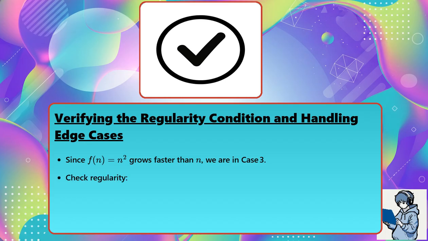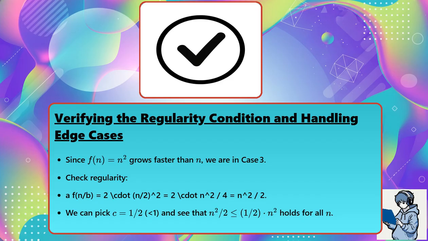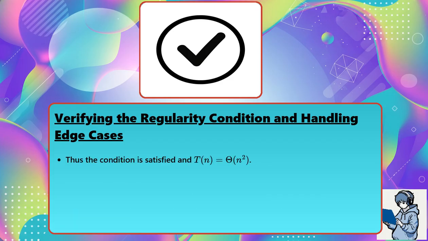Check regularity. a f of (n divided by b) equals 2 times (n divided by 2) squared equals 2 times n squared divided by 4 equals n squared divided by 2. We can pick c equals 1/2, which is less than 1, and see that n squared divided by 2 is less than or equal to 1/2 times n squared holds for all n. Thus the condition is satisfied and T of n equals theta of n squared.